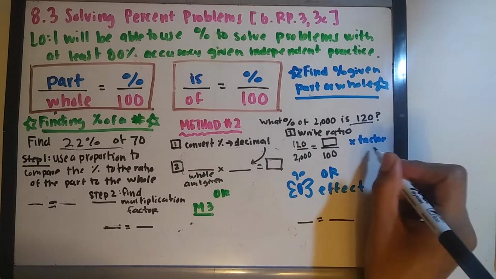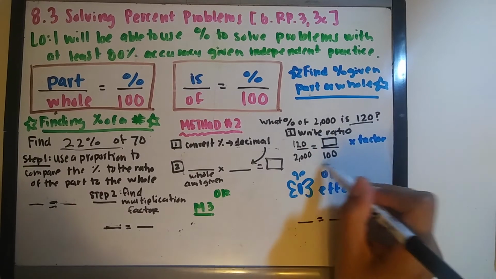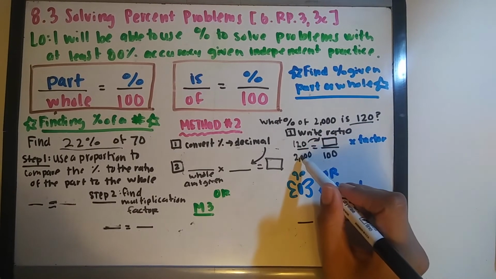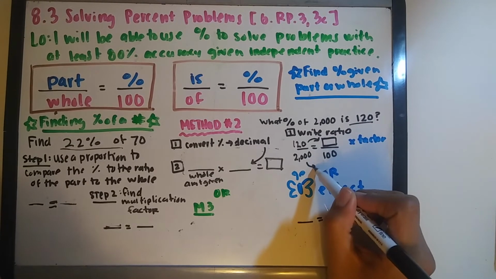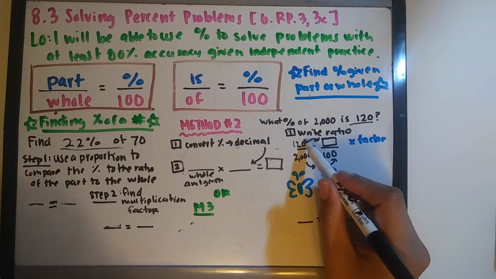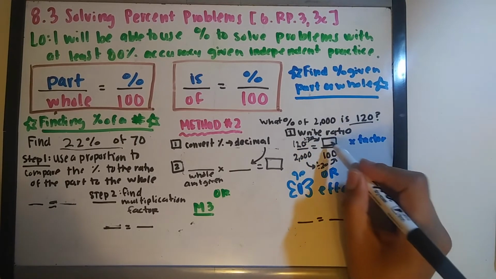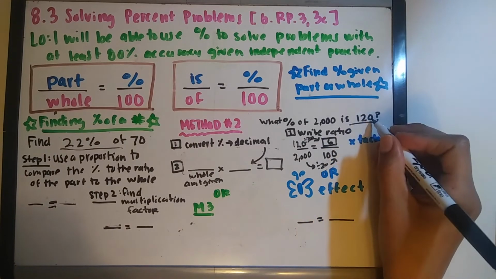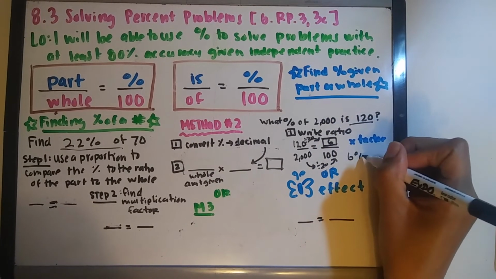This one I'm going to use the multiplication factor. So I'm going from here to here because I want to get from here to there. I don't know that one. So what did I do to the 2000 to get to 100? I divided by 20. So what I do to the bottom, I do to the top. So 120 divided by 20 is going to give me 6. So then 120 is 6% of 2000.